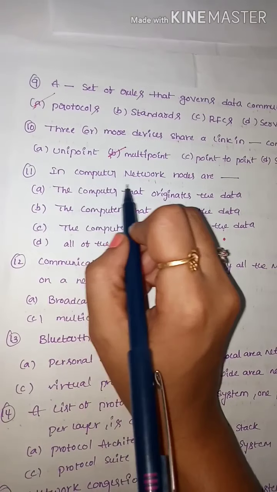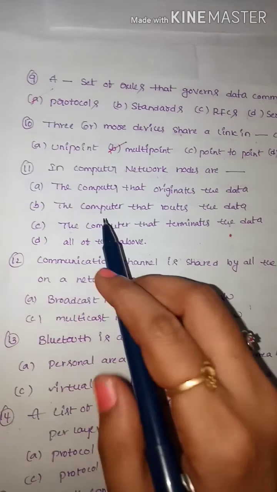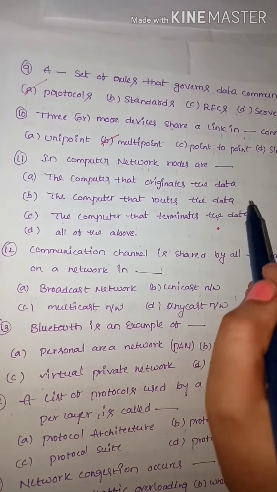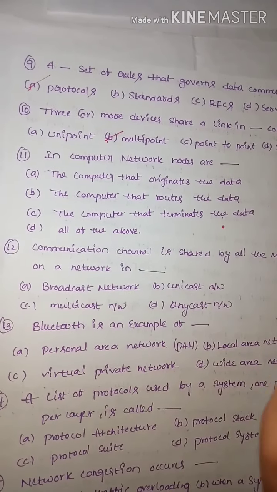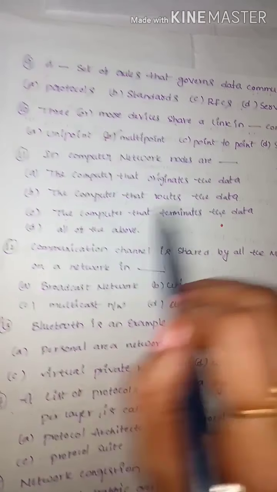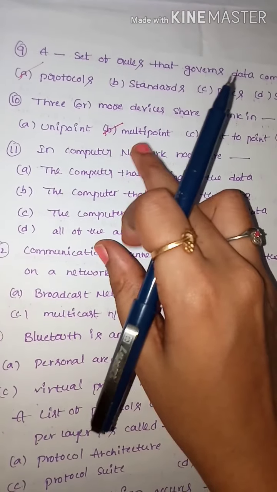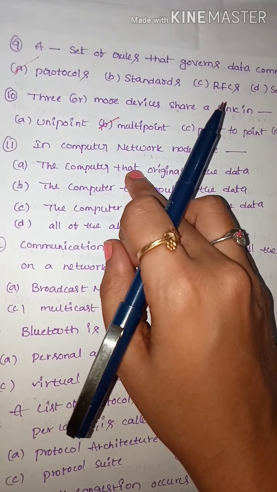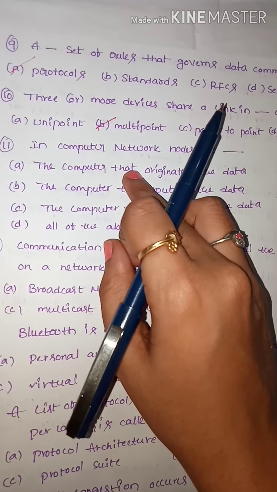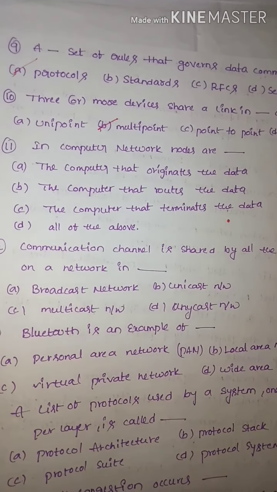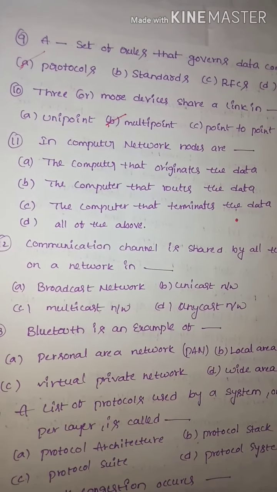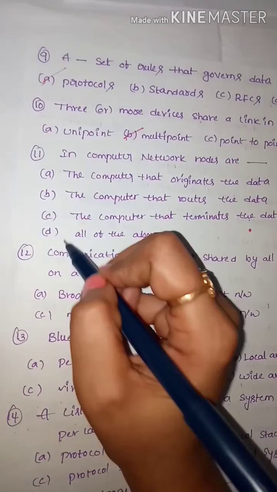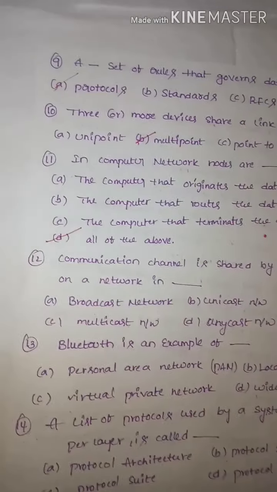Next one, in a computer network, nodes are dash. Options: the computer that originated the data, the computer that routes the data, the computer that terminates the data. Option D, all of the mentioned. In a computer network, a node can be anything that is capable of sending and receiving data. So smartphones and networking nodes are examples. The correct answer is all of the above.